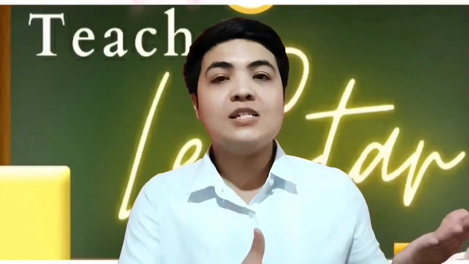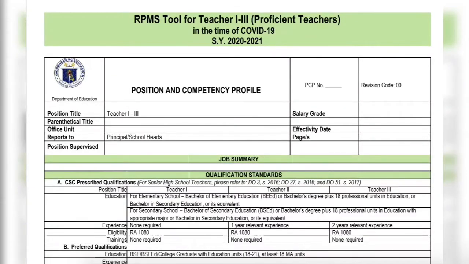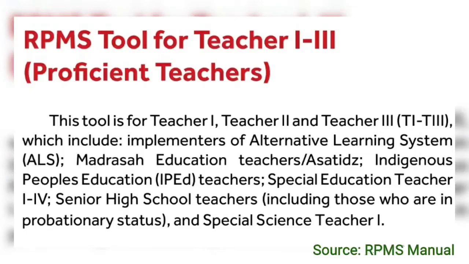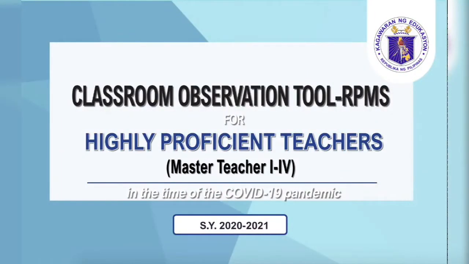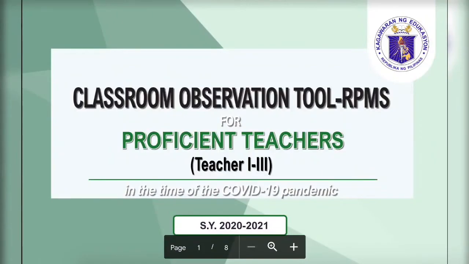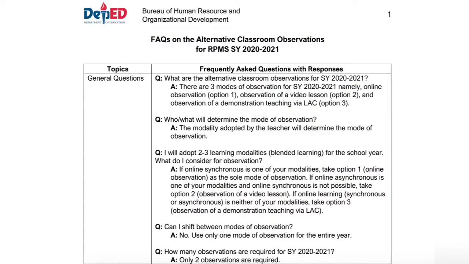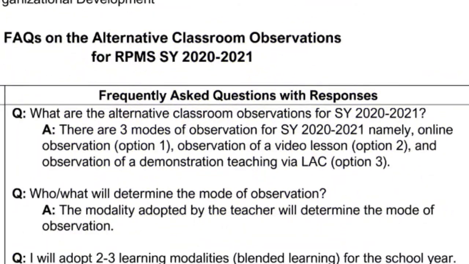And of course, this green one is for teachers 1 to 3 or those who are using the tool for proficient teachers. Next are our classroom observation tools. Again, we have one for the master teachers and another for our teachers 1 to 3. Since we have to consider several circumstances and alternatives for this school year, this folder also comes with the FAQs, frequently asked questions, about a classroom observation.